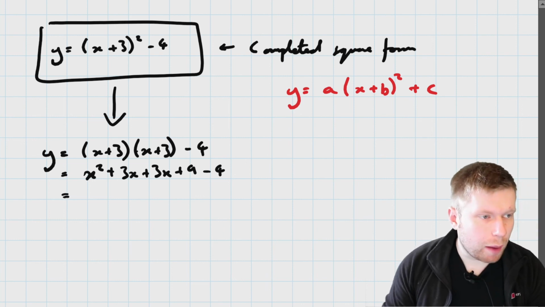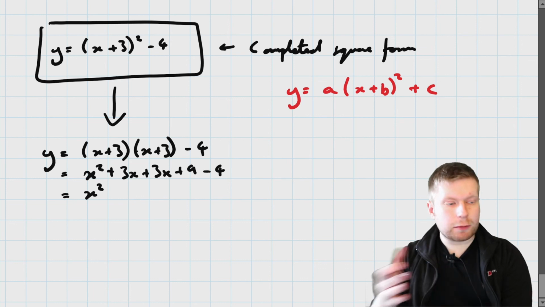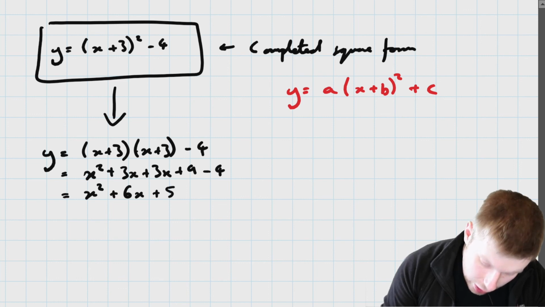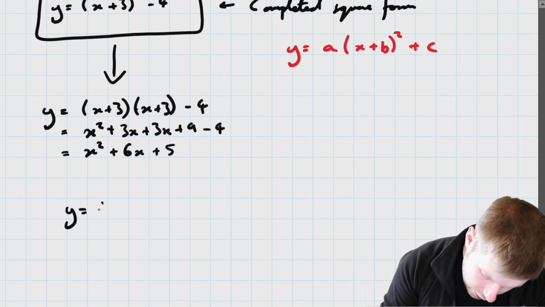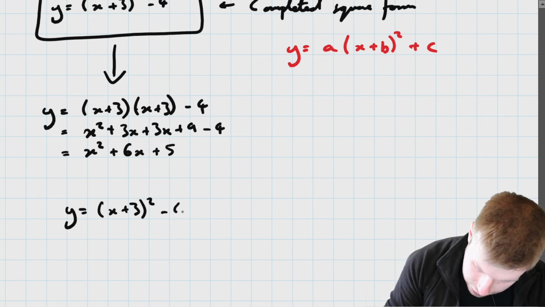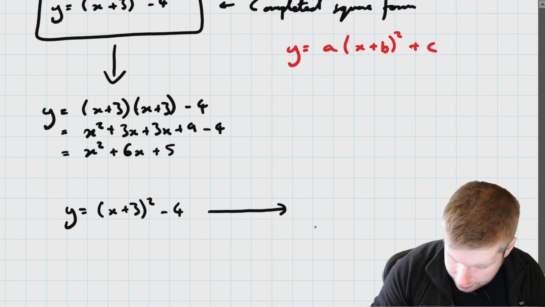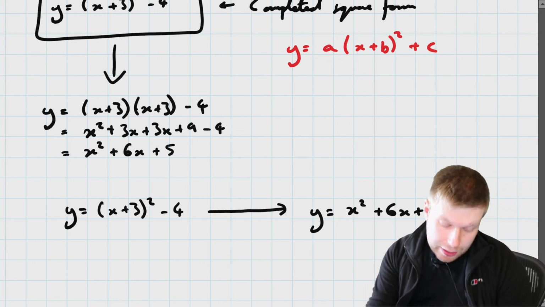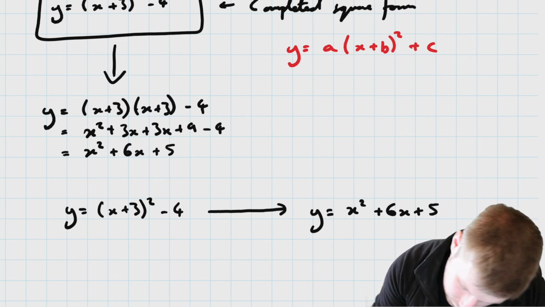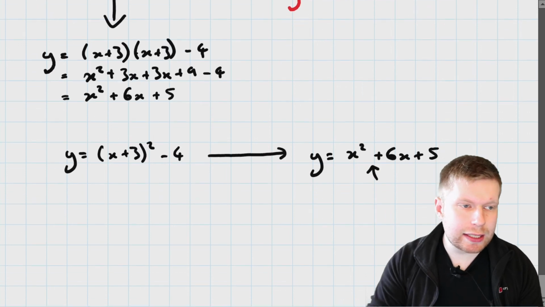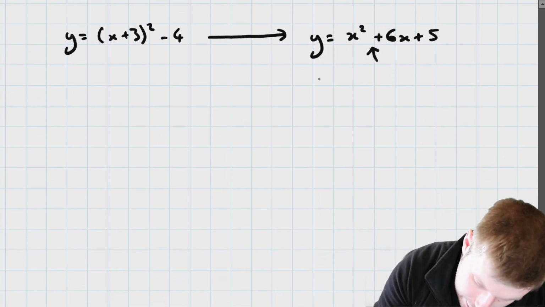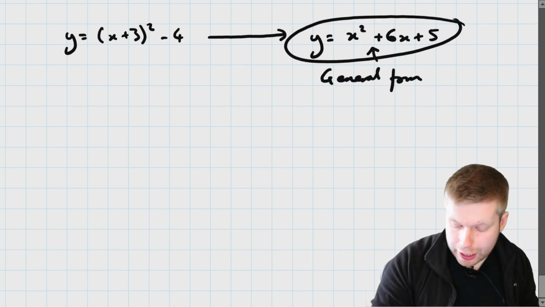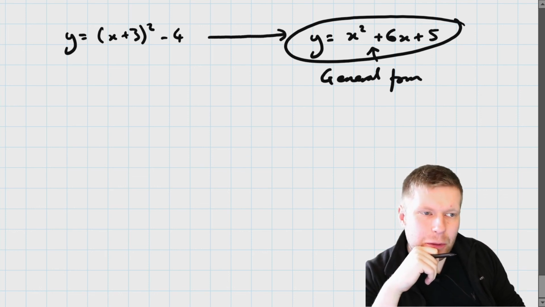So after I tidy all this up, I would get x squared plus, well, 3x plus 3x is 6x, and then 9 take away 4, that's going to give me positive 5. So in other words, this y equals x plus 3 all squared minus 4 could also be written as y equals x squared plus 6x plus 5. Okay. Now if you see it written in this form, we would call this expanded form or general form. Okay, so if you see it written like this, and unfortunately, we usually see it written like this an awful lot. Now, this is called general form.